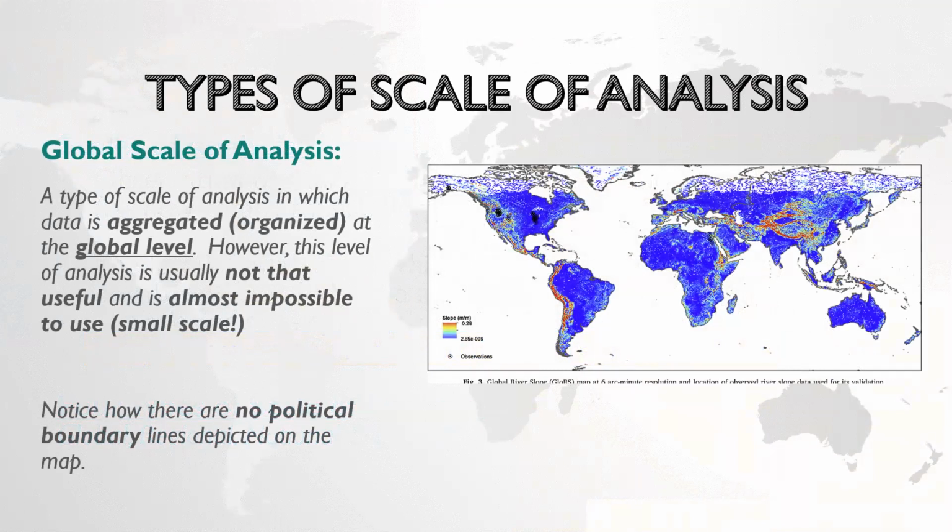Scales of analysis here. First, we're looking at a global scale of analysis. I'll just say that we're not going to look at a global scale of analysis often in this class, so you could kind of brush it aside if you wanted to. But this is a type of scale of analysis in which data is organized at the global level. You'll notice that there are no political boundaries. You can't really make out the countries. You can only make out the continents and the world as a whole. It's really not that useful, this global scale of analysis, and it's almost impossible to use, again, because it's a small scale map, because we're zoomed out.